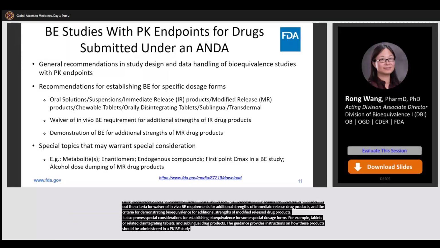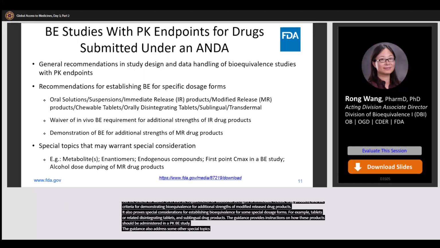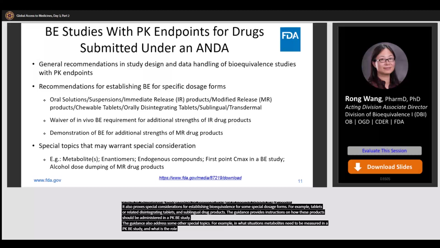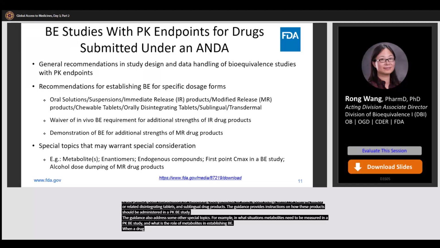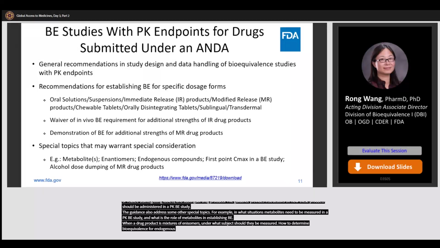The guidance also addressed some other special topics. For example, in what situations metabolites need to be measured in the PK BE study, and what is the role of metabolites in establishing BE. When a drug product is a racemic mixture of enantiomers, under what circumstances individual enantiomers should be measured. How to determine bioequivalence for endogenous compounds. How to treat first time point Cmax in a PK BE study, and alcohol dose dumping of certain modified release drug products.